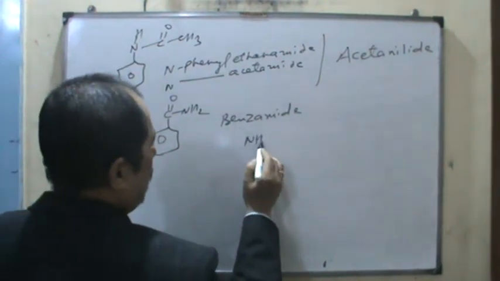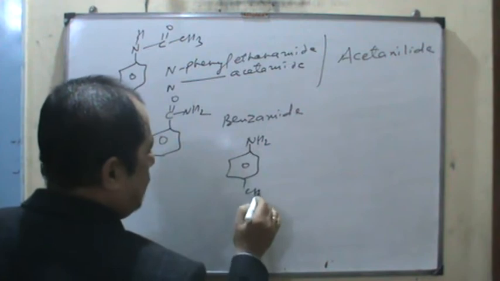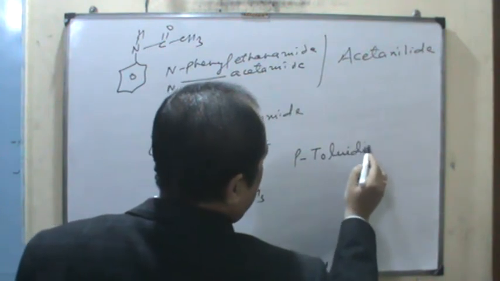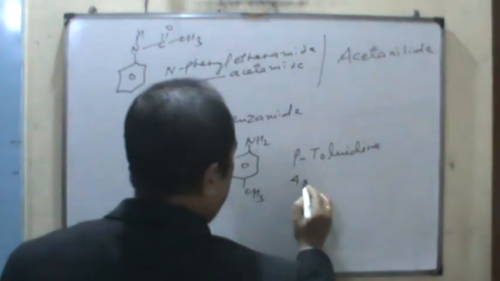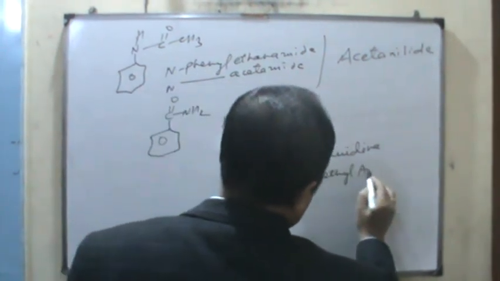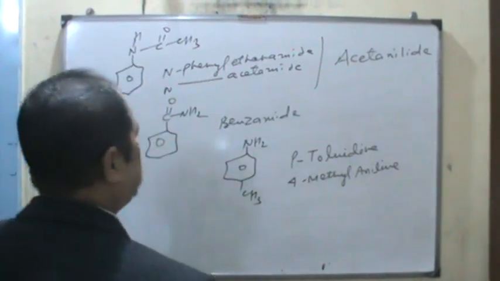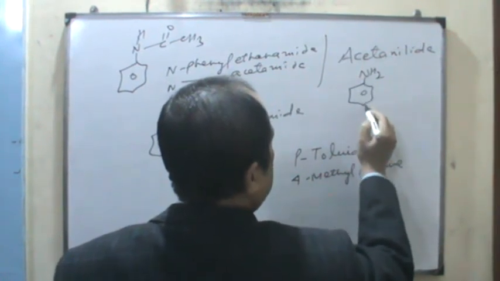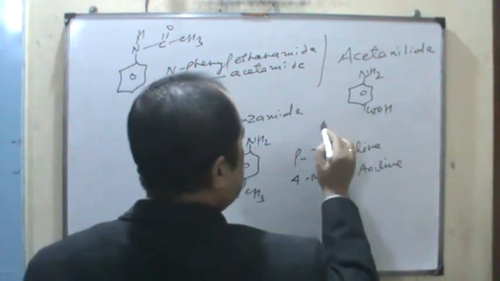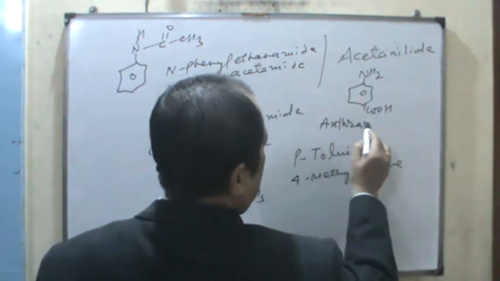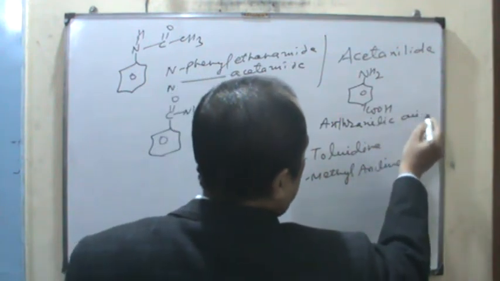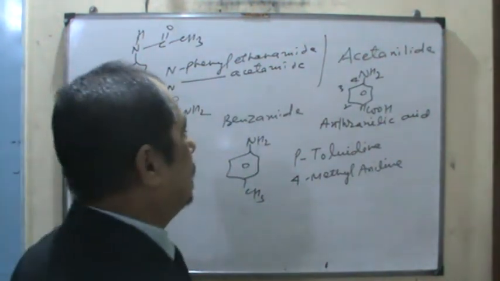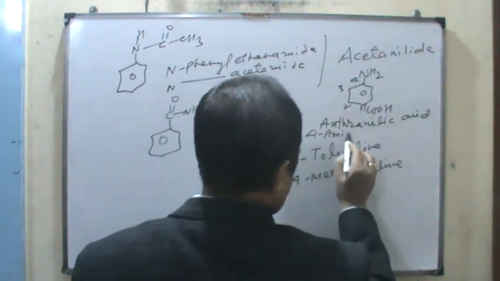NH2 and para-methyl: it is called ortho, meta, para toluidine, or 4-methyl aniline, right? If I write the other, NH2 and COOH, the common name is anthranilic acid. Since the acid is senior, numbering 1, 2, 3 and 4, it is 4-aminobenzoic acid in the IUPAC system.